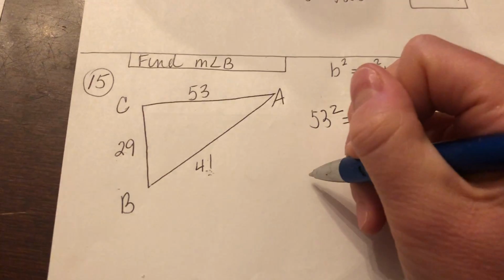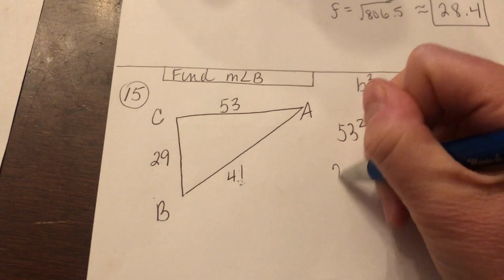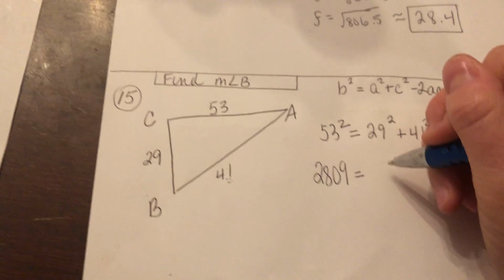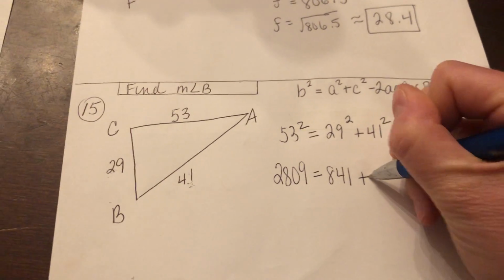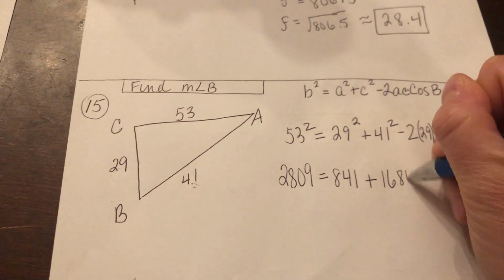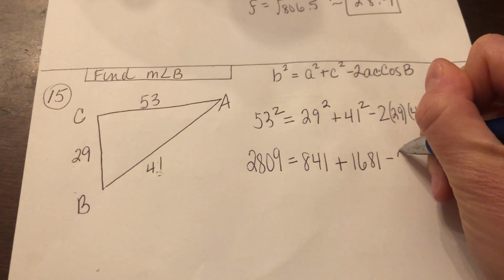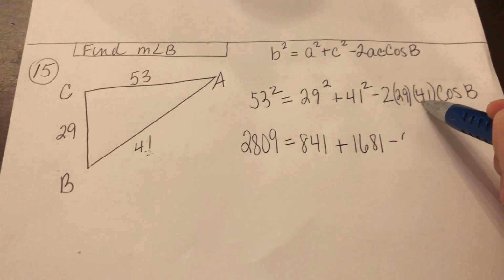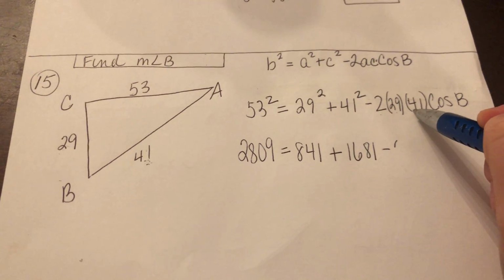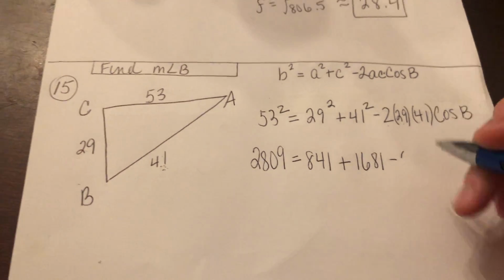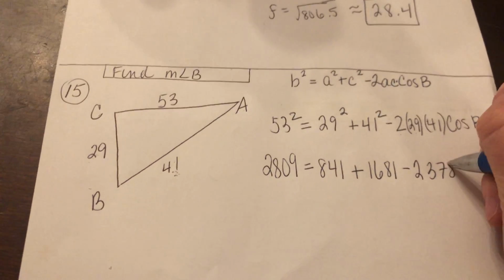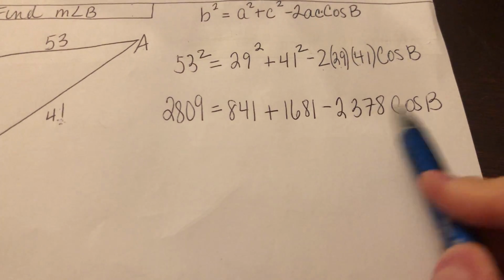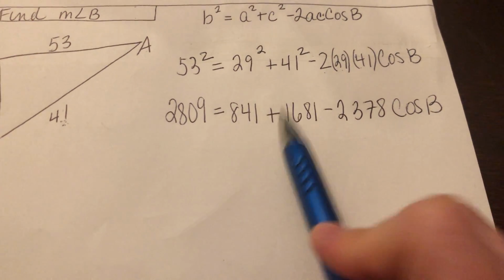Okay, so let's continue. 53 squared is 2809, equals 29 squared is 841, plus 41 squared is 1681, minus, so I'm going to combine this. This is minus 2 times 29 times 41, which is 2378, times the cosine of b. Again, this is attached to this. This is multiplied. You cannot subtract this from here.